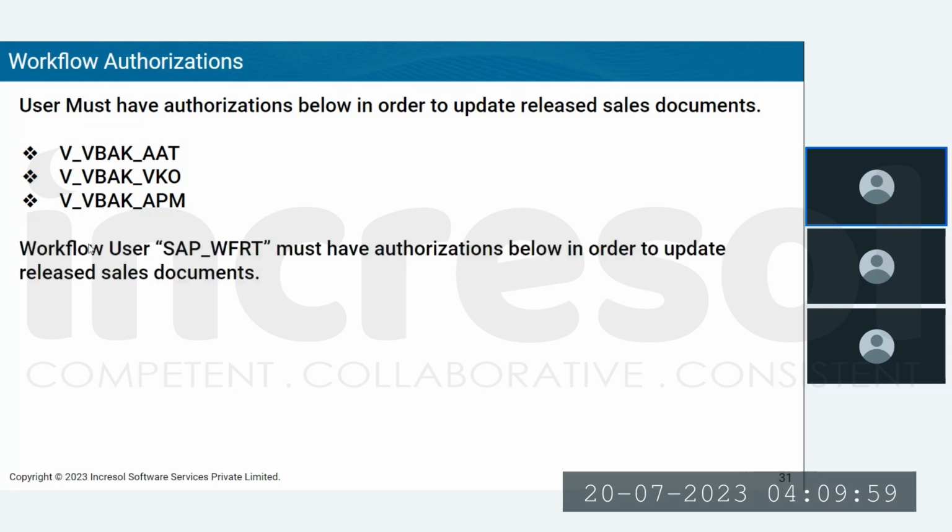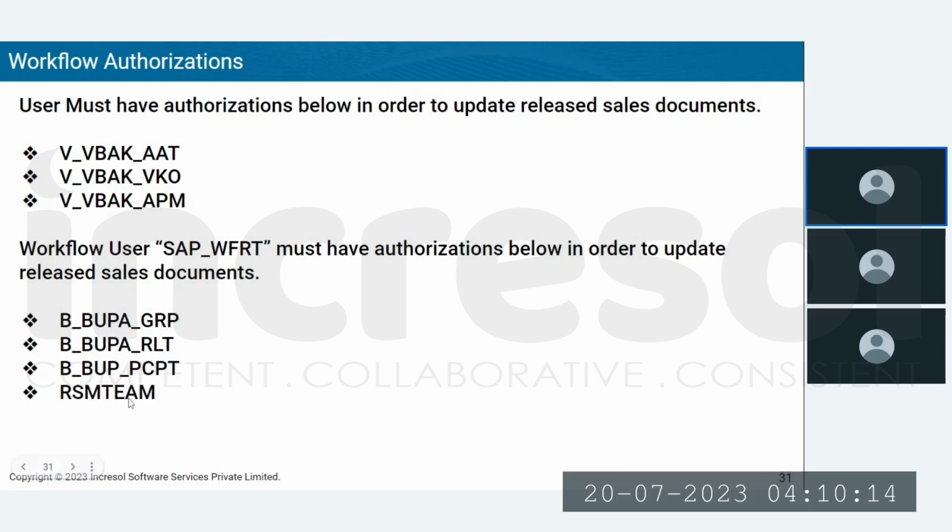And the workflow user should have the authorizations: B_BUPA_GRP, B_BUPA_RLT, B_BUP_PCPT, and the other one is RSMTM. This is a new authorization object which is part of Manage Teams and Responsibilities, because in order to run this functionality, this workflow user ID has to have this authorization object as well.